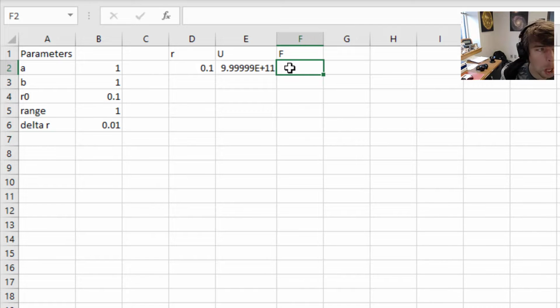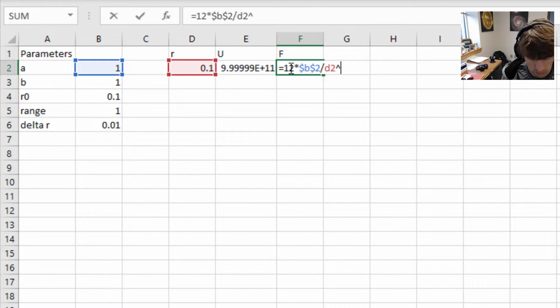Well, my forces. Alrighty then. As we've specified, this is 12 times my A value, so $B$2, divided by my distance, D2, to the 13th. Yikes. Minus 6 times my B value, which is $B$3, divided by my distance, D2, to the 7th. So let's see, 12, 13, and then we have 6, 7, and I think we're good there. There we go.